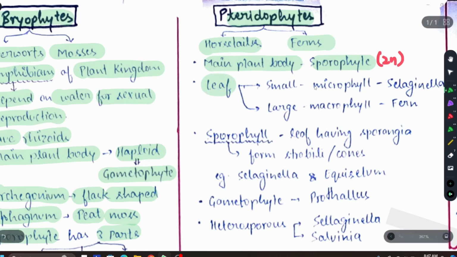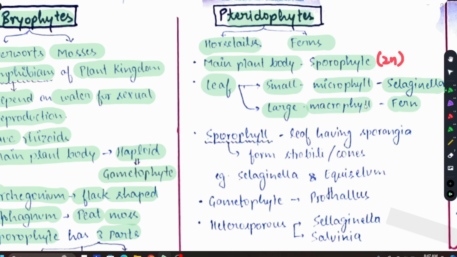The leaves in pteridophyte are of two types, small and large. The small leaves are called microphylls. Example is Selaginella, which has small leaves called microphylls. And fern is a plant that has macrophylls or large leaves. So two types of leaf are found here.